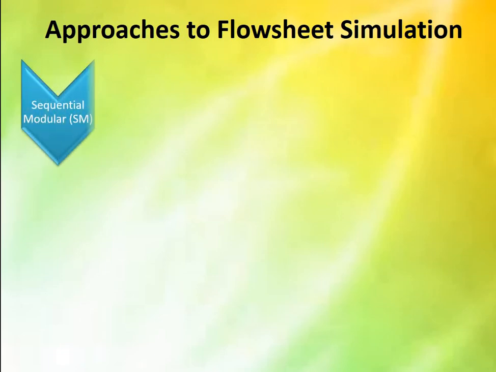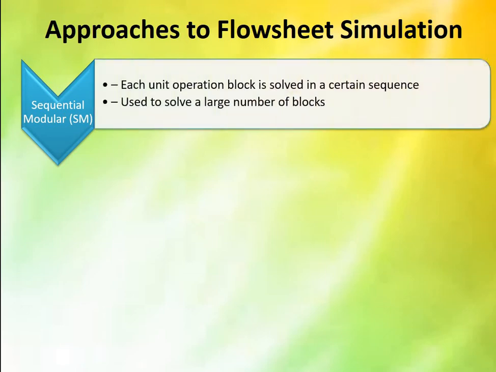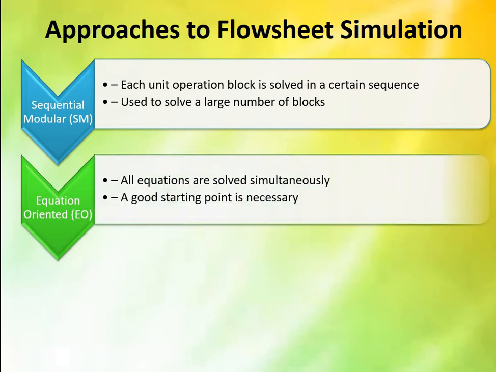Now there are basically two major types of approaches to flowsheet simulation. First one is called sequential modular. Here each unit operation block is solved in a certain sequence. This is used to solve a large number of blocks. So you solve these one by one sequentially. That's why this is called sequential modular. The second approach is the equation oriented approach. Here all equations are collected and solved simultaneously.